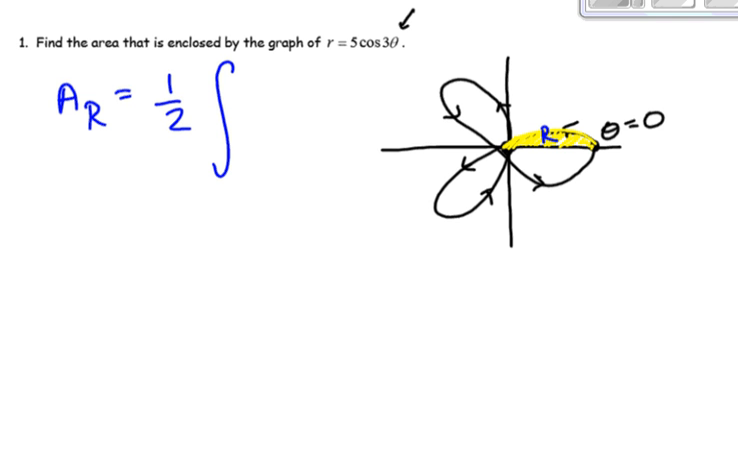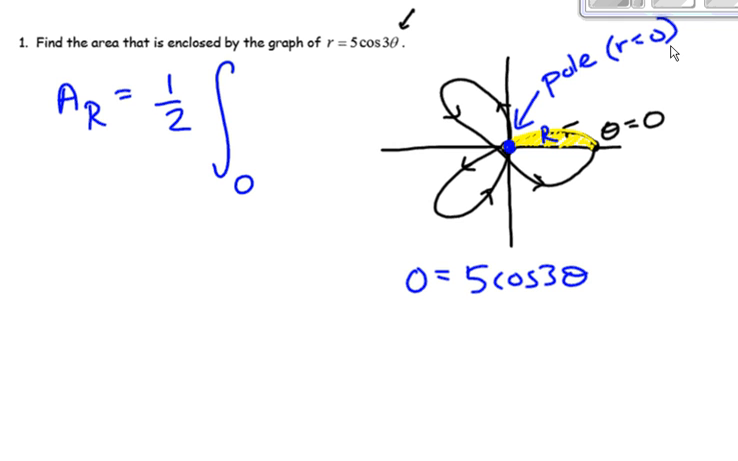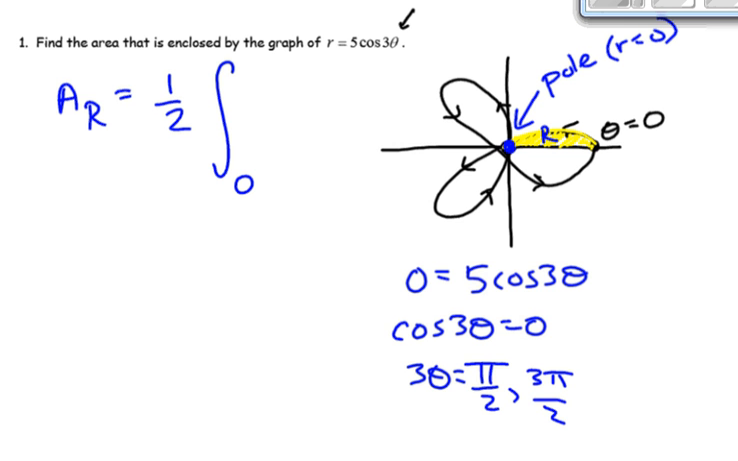So our polar area is 1/2 times the integral from A to B. Well, our A is starting at 0, but what about our B? We want to look for when this is hitting the pole, or in other words, when R is equal to 0. Actually, if you trace that graph, it's going to hit 3 times at the pole. So we want to set our R equal to 0 and solve for theta. That is when cosine of 3 theta equals 0, or when 3 theta is equal to pi over 2, 3 pi over 2, and so on.